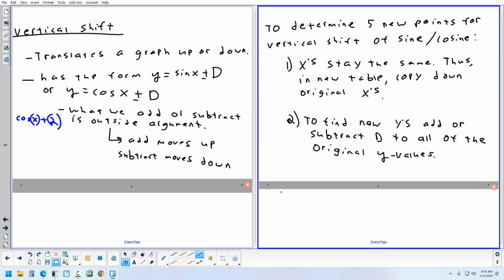I use D to represent the vertical shift because once we learn all 4 transformations, that is the last one you would do. And you don't do the opposite. If you see a +2, you're going to do a +2. If you see a -5, you're going to do a -5 to all the y values.